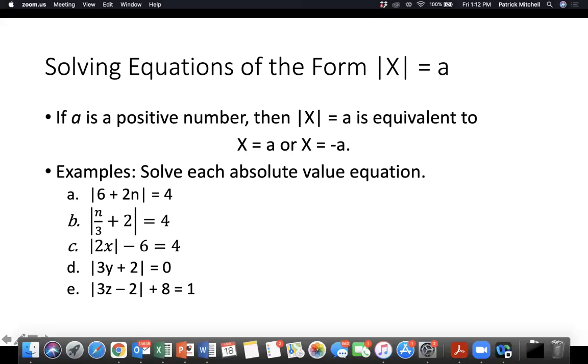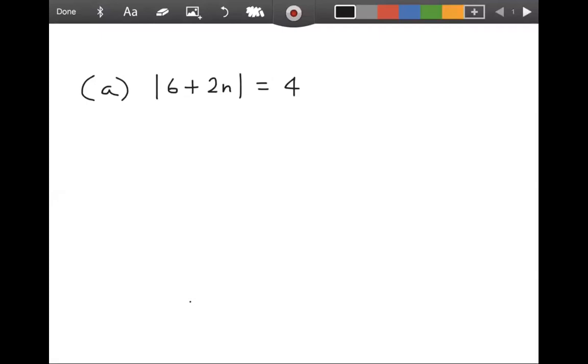Starting with letter A, the absolute value of 6 plus 2n equals 4. So let me point out a couple of things here. The absolute value is isolated. There are no other terms outside the absolute value on that side. And a is positive. Okay, so that means nothing weird is going to happen.